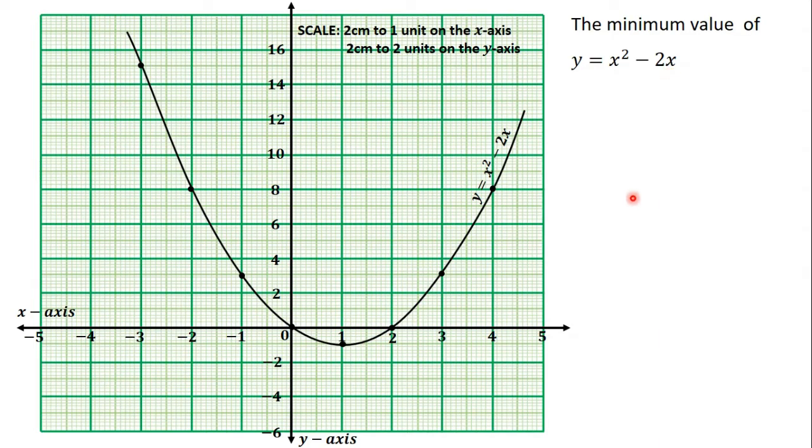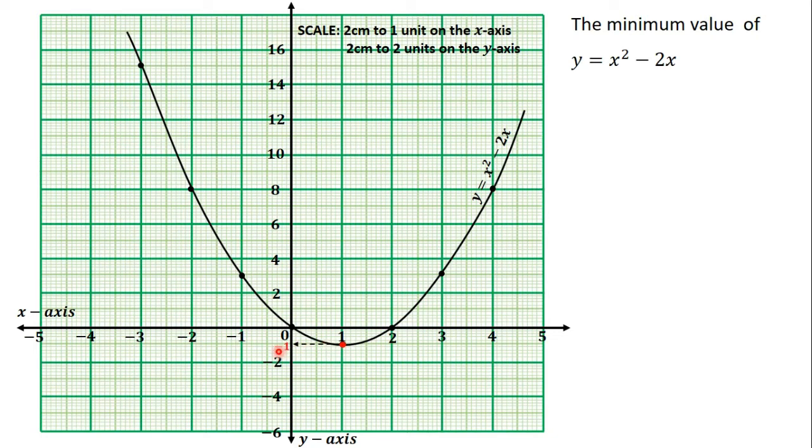minus 2x. We learned from the previous video that the minimum value is the y coordinate of the turning point. So to find the minimum value, we first have to locate the turning point. As you can see, the turning point of the graph occurs here. To get the y coordinate, we will trace it to the y-axis. So we trace it to the y-axis to get the y coordinate.